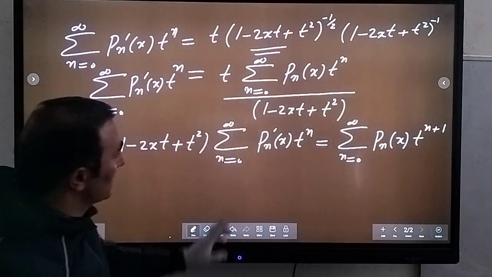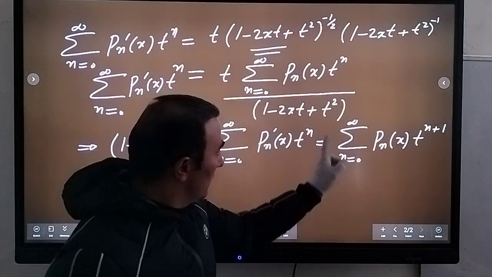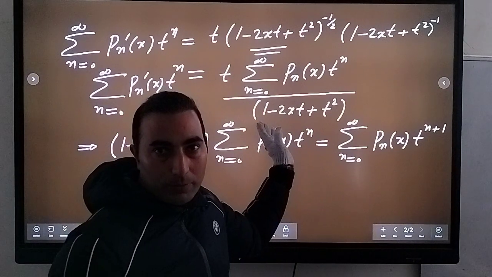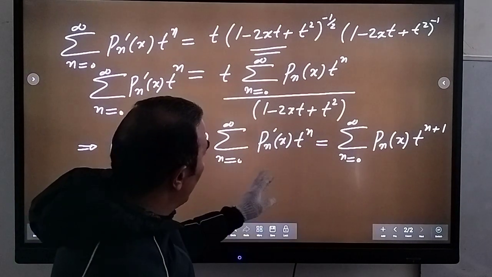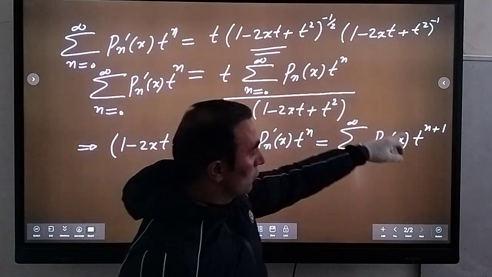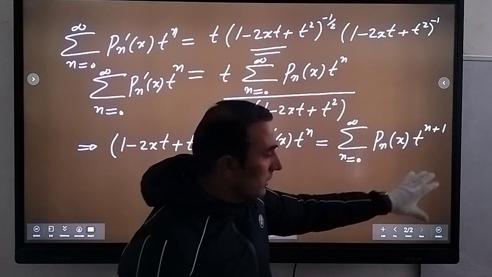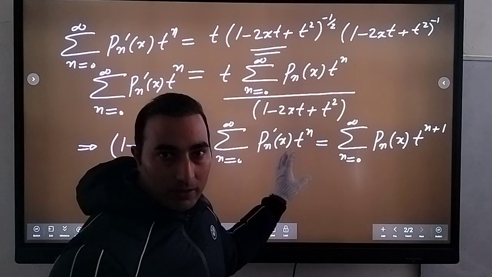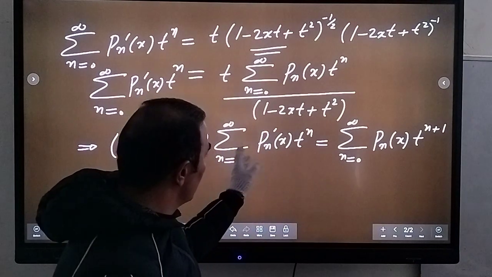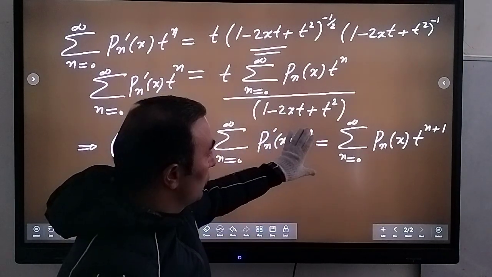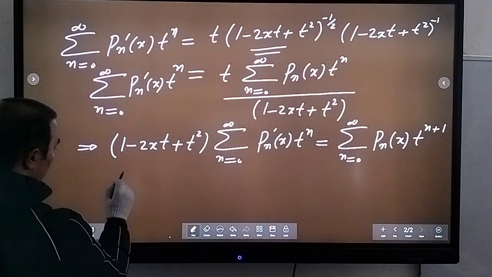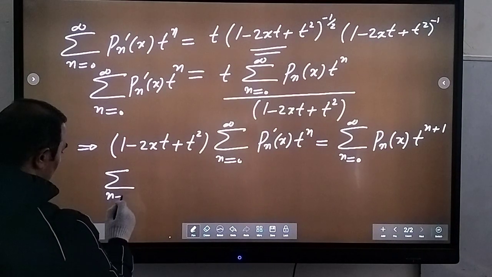okay, because our right hand side, you can take into the multiplication when you multiply to the left hand side of this equation, and on the right hand side because t is multiplied, this will be t raised to the power n plus 1. Okay, now you have three terms on the left hand side, because when you multiply 1 minus 2xt plus t^2 to this whole term, you will get three terms here, and the first term will be here, so that will be summation.